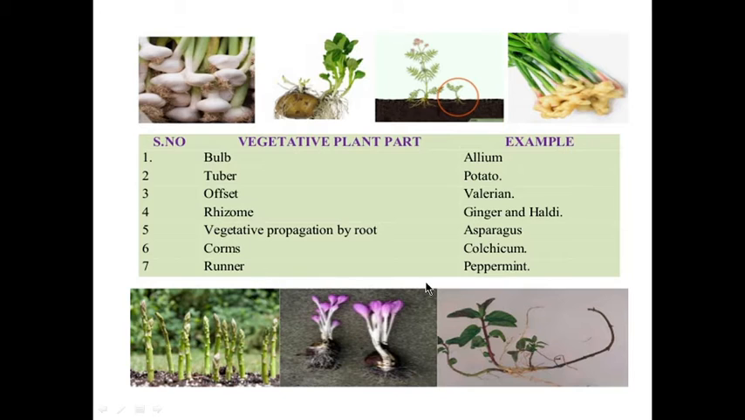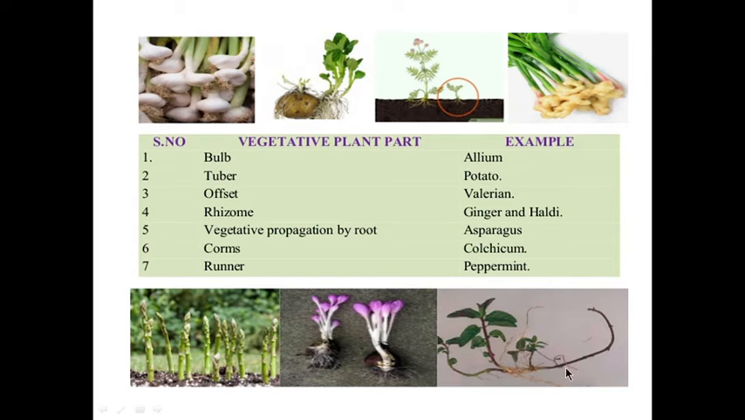Now the runners. Runners are the slender stems. You can see here, these are the slender stems, which grow horizontally along the ground. Along the ground they will form, and at certain distances there are nodes, and from these nodes the roots or rootlets are produced.